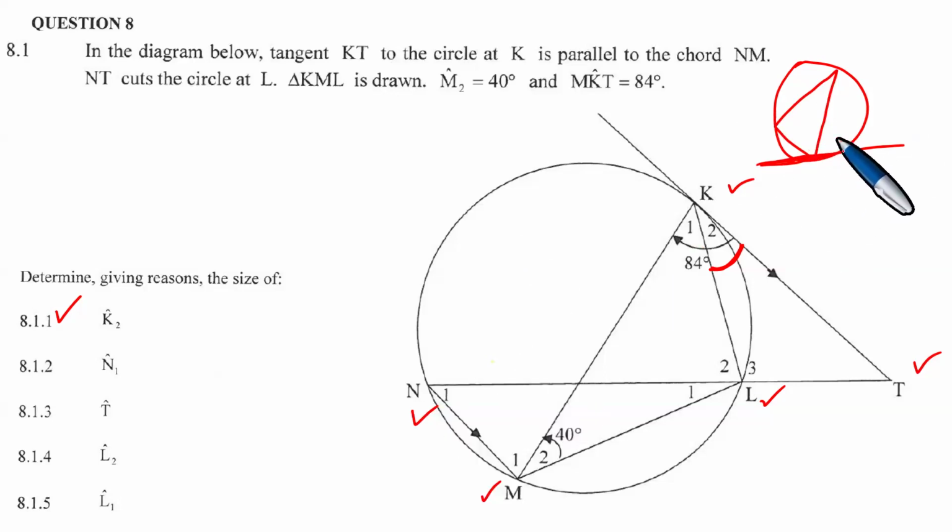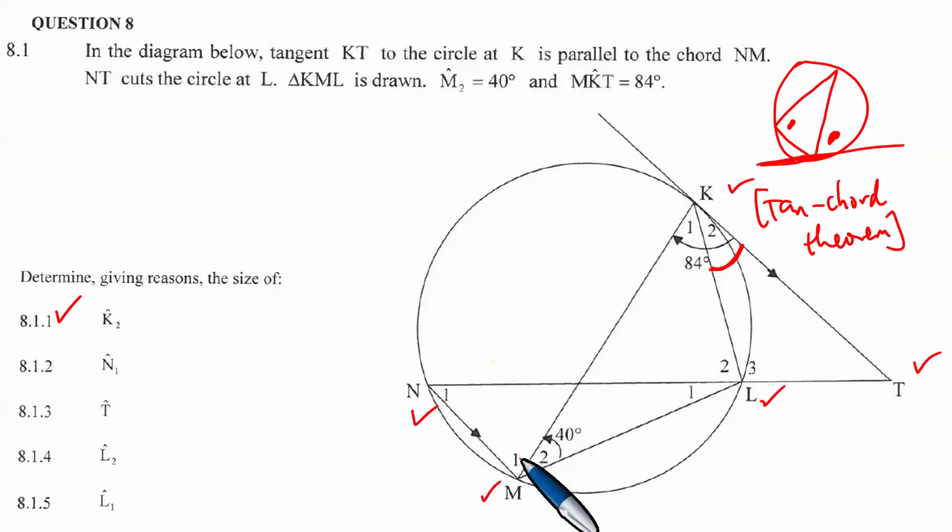So there's an angle between a tangent and a chord, because they said here tangent KT. So KT is a tangent. The angle between a tangent to a circle and a chord is equal to the angle subtended by the chord, and this chord subtends this angle. So this angle here equals this angle here, and because there's a tangent and a chord, it is called the tan chord theorem.